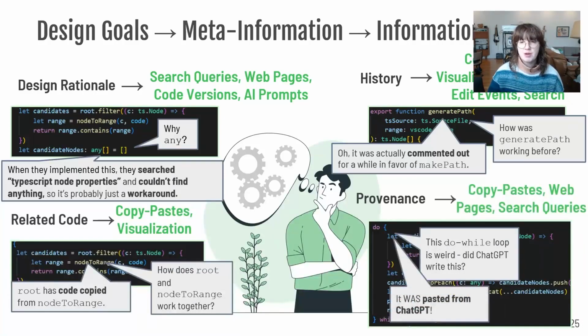Lastly, for reasoning about code provenance, or where some code came from, the same relationships of copy-pasted code, including code sourced from online, can be leveraged.